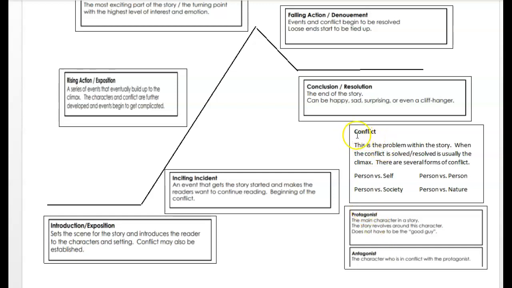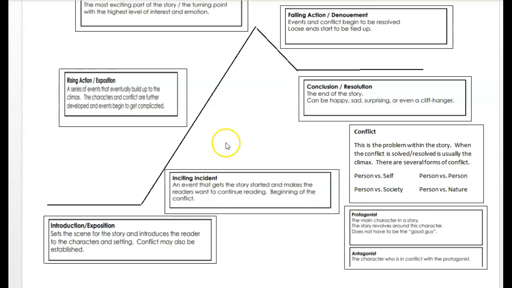With regards to conflict, this is the problem within the story. When the conflict is solved or resolved, it is usually the climax, which we'll get to up here. There are several different forms of conflict. So person versus themselves, person versus person. So when 2 people are in an argument, person versus society. So when it's one person against the whole of society, or person versus nature. So when you have a situation like a hurricane or a tornado or something along those lines where nature is the antagonist, then that would be person versus nature.